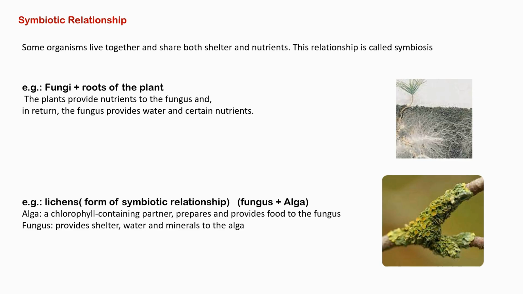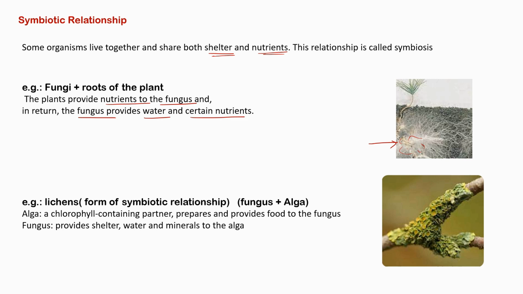Next is symbionts. That means the organisms which follow a symbiotic relationship, in which some organisms live together and share both shelter and nutrients. As you can see here, there is a fungus. These white patches are fungi in the roots of the plant. So the fungus and the roots of the plant share a symbiotic relationship. The plant provides nutrients to the fungus, and in turn the fungus provides water and certain nutrients to the plant. They both give each other something and survive together. It is beneficial for both organisms, so it is known as a symbiotic relationship.